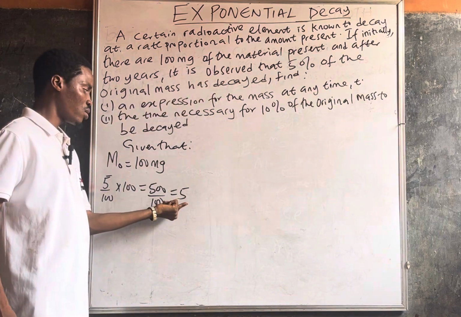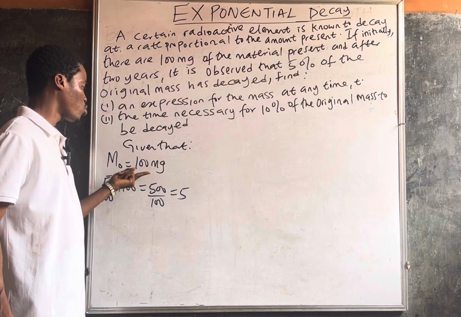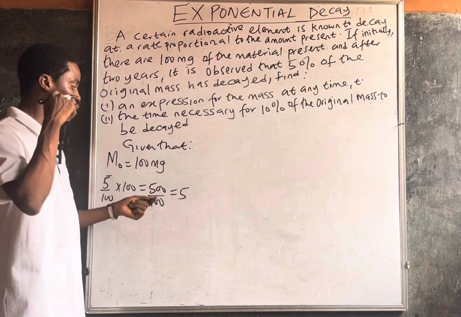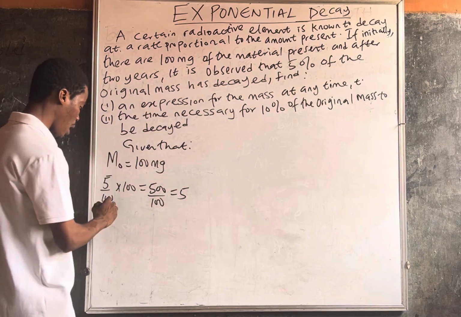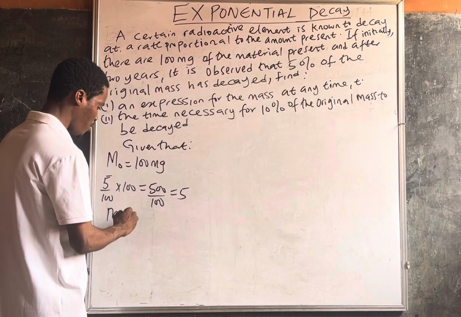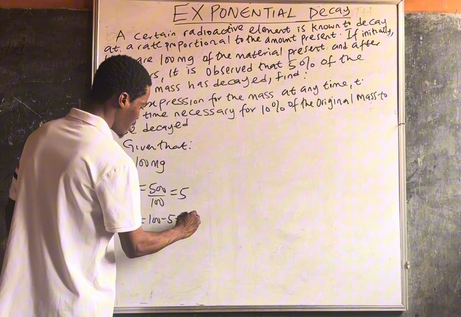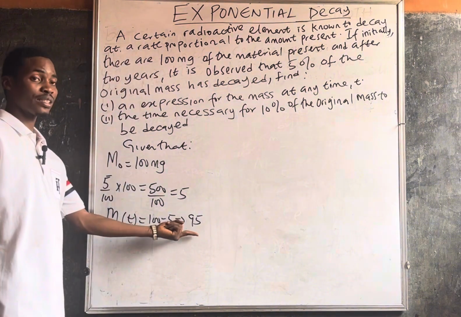This is the initial mass. We have to subtract the 5% that decayed from this 100. That is 100 minus 5, and we get 95. So our M of T will be 100 minus 5, which is 95. So the mass at time T is 95.